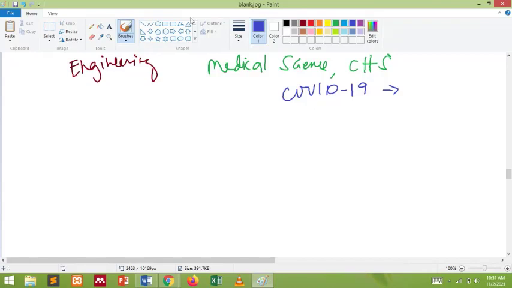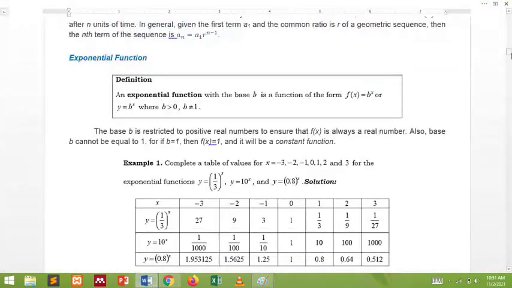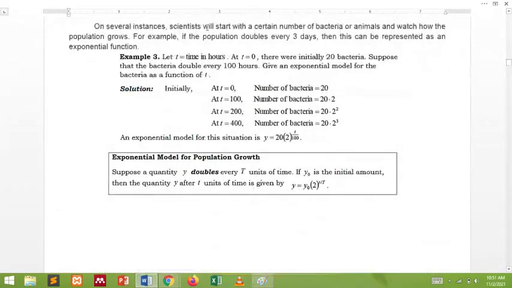So one of the things in your module, an example of a real life use and application of exponential function, is population growth. I think it's on page, wait, I forgot what page that is. Here you go. On several instances, scientists will start with a certain number. Usually this is used for bacteria, guys, or viruses, or the spread of a virus. This is usually where exponential functions are used so that they can model how it will be in the next hours, perhaps, or next days, or next weeks, okay?